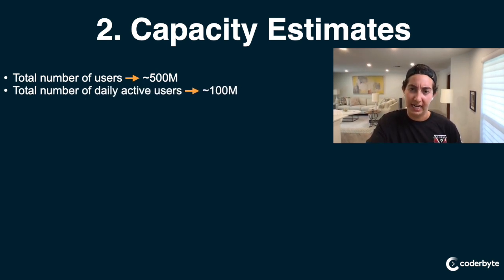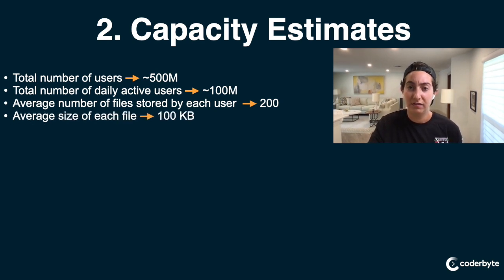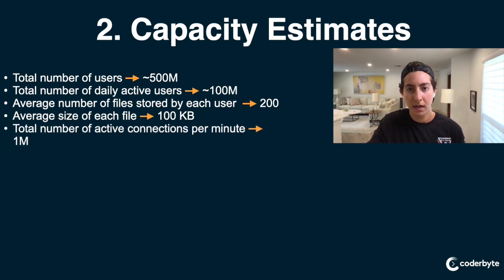We have a total number of daily active users of approximately 100 million. The average number of files stored by each user is about 200. The average size of each file is approximately 100 KB. The total number of active connections per minute is 1 million. Now, this is going to come into play when we talk about the way in which our clients interact with the remote servers, because this is something that's going to be very important to the Dropbox system.